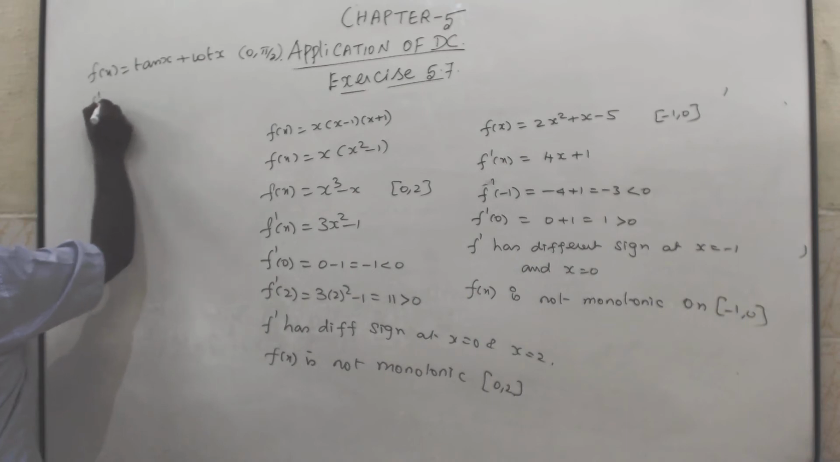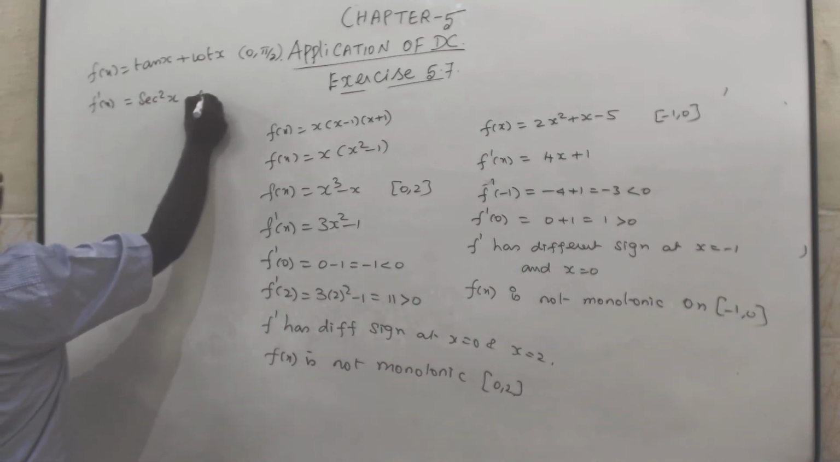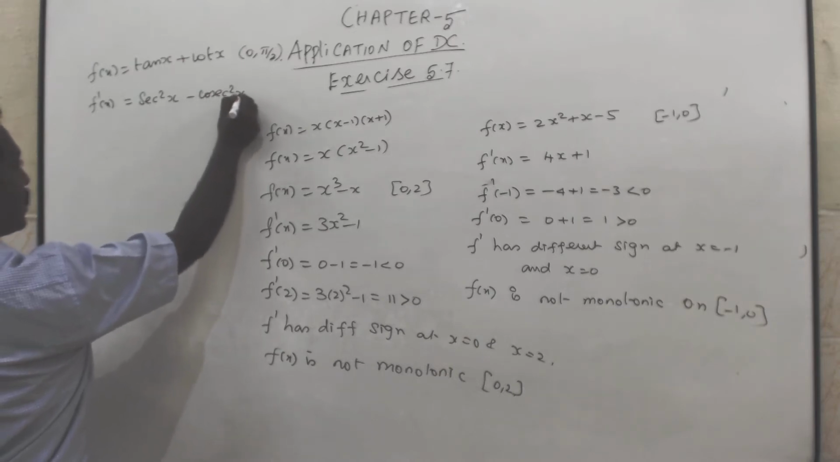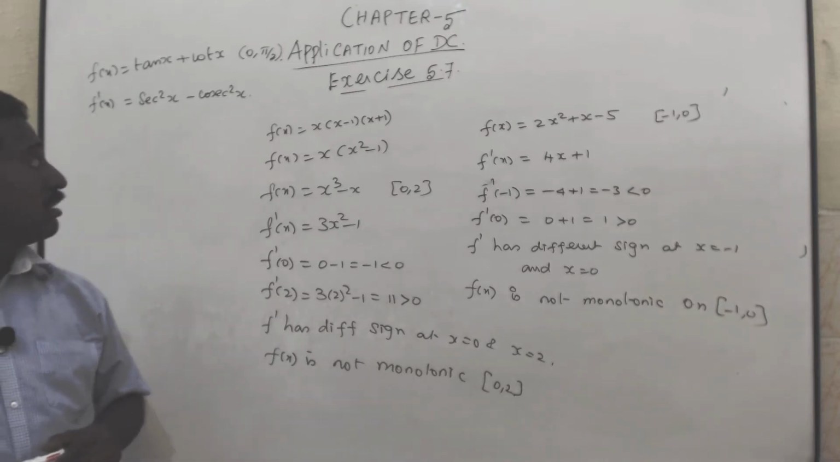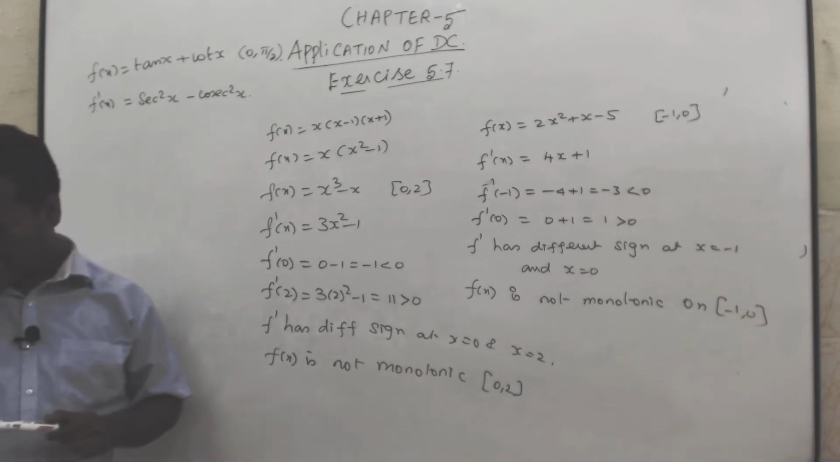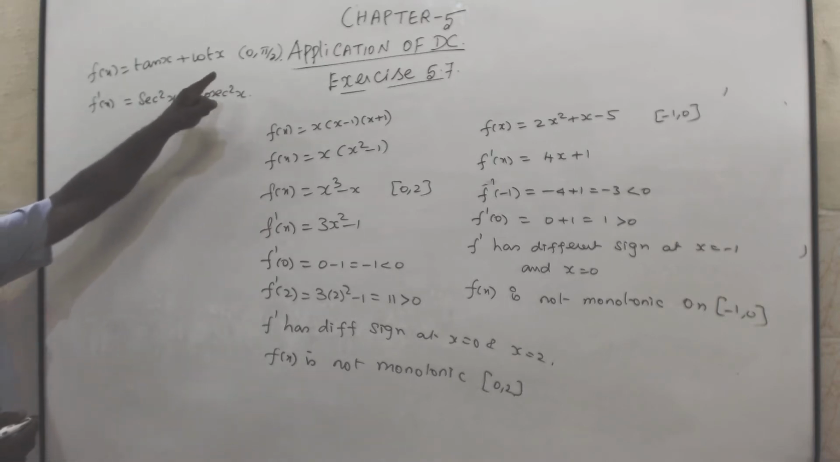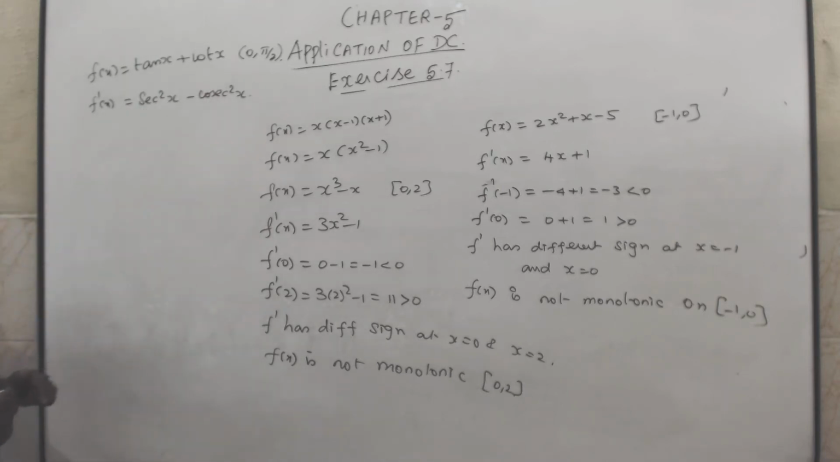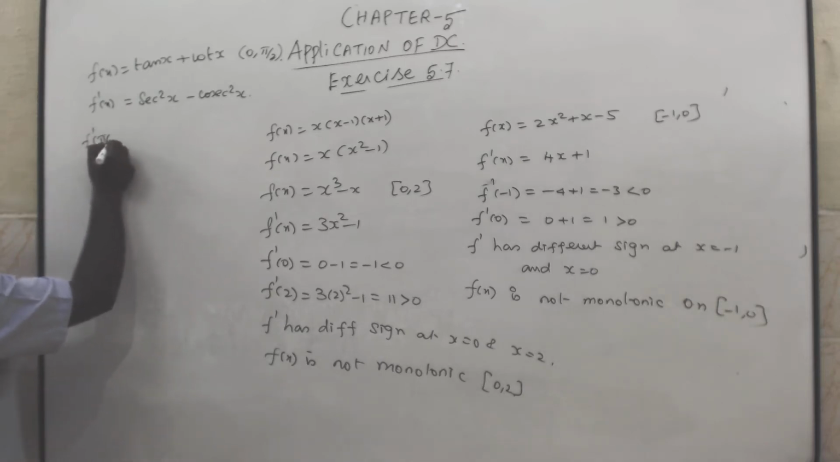F dash of x: tan x differentiation is secant square x, cot x differentiation is minus cosecant square x. So f dash of x is secant square x minus cosecant square x. Now, 0 comma pi by 2 means we can't take the extreme values because it is an open interval. That's why I'll consider f dash of pi by 6.